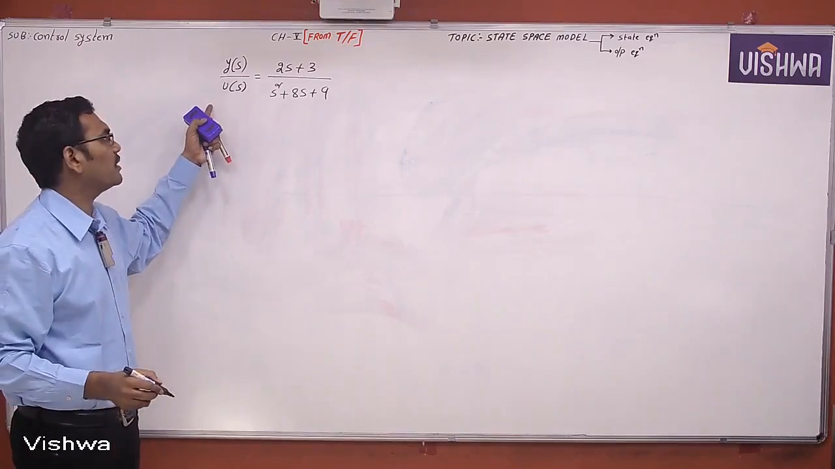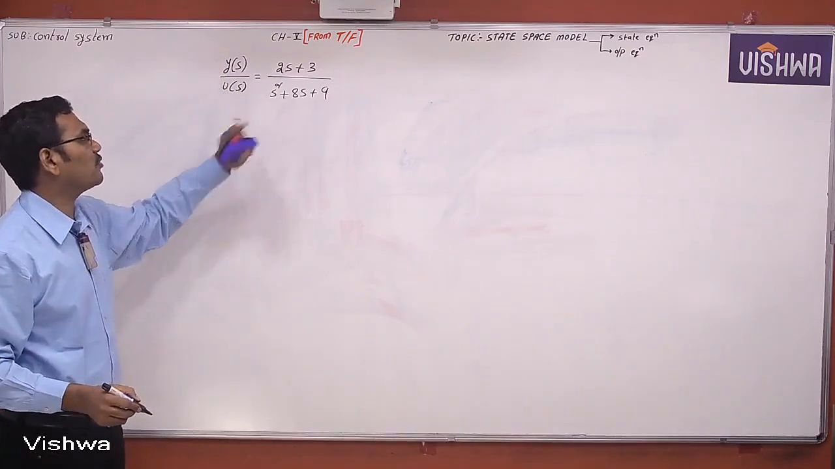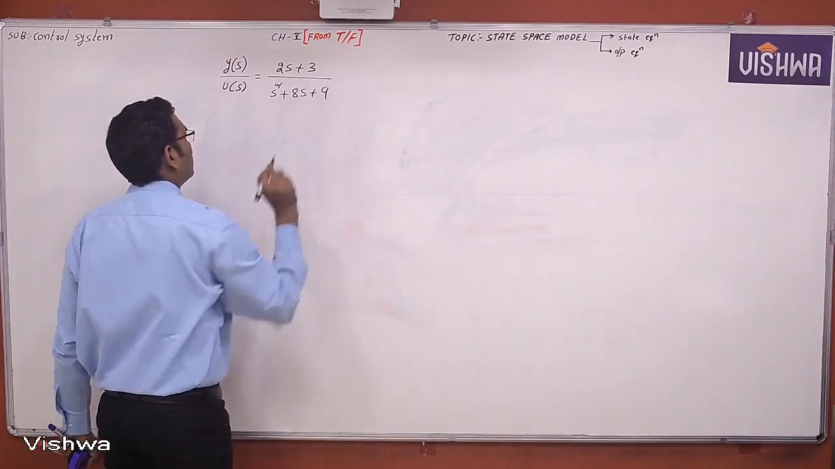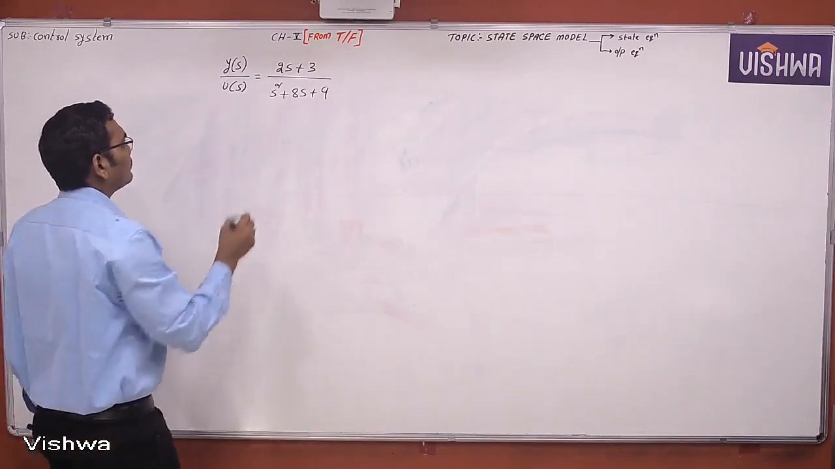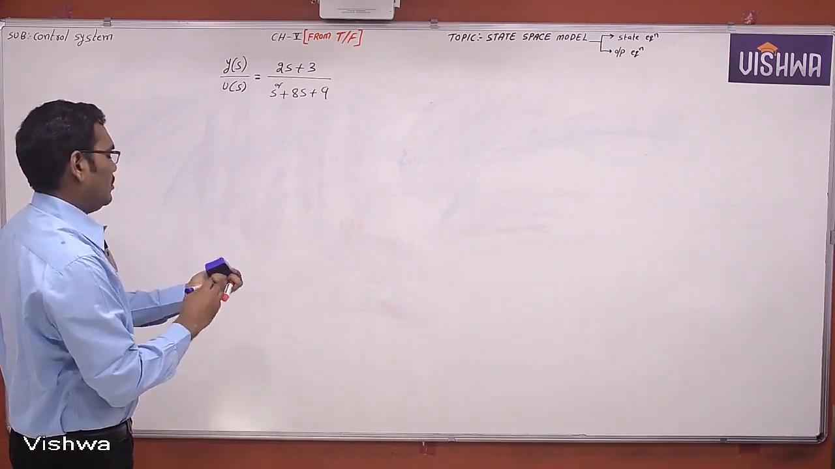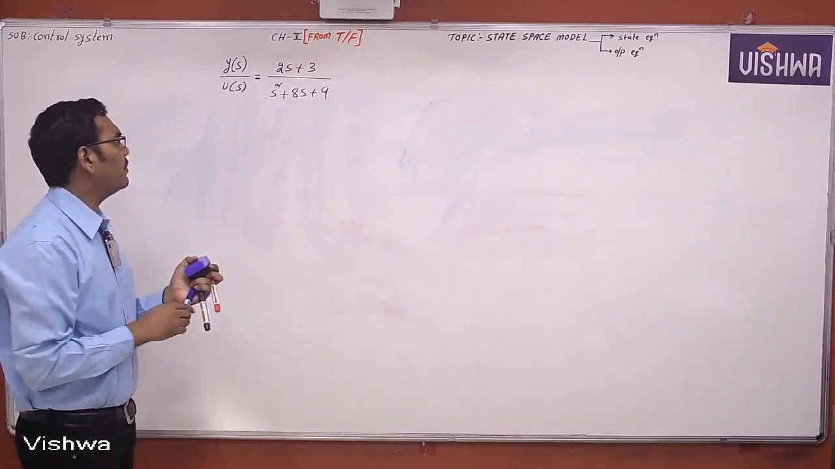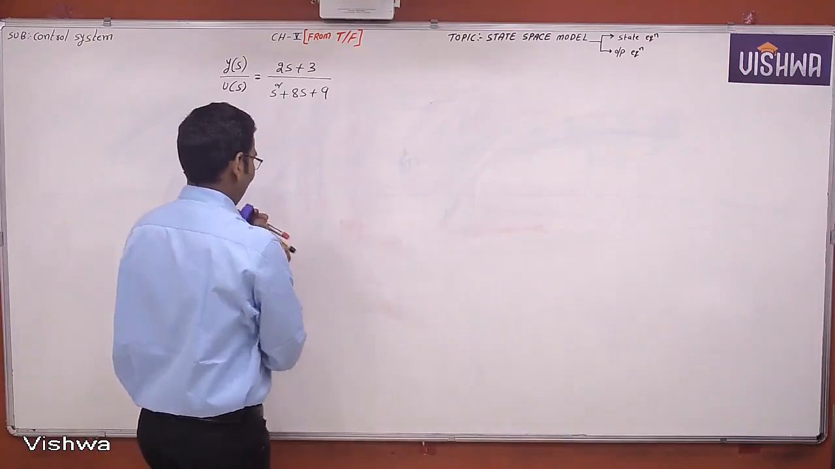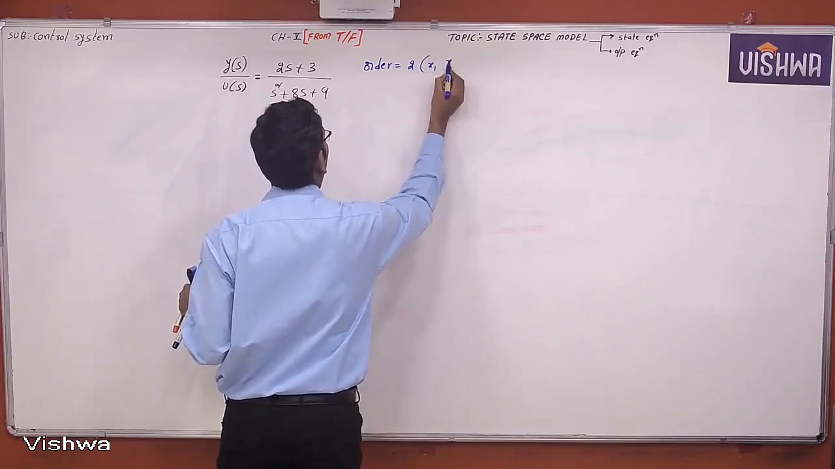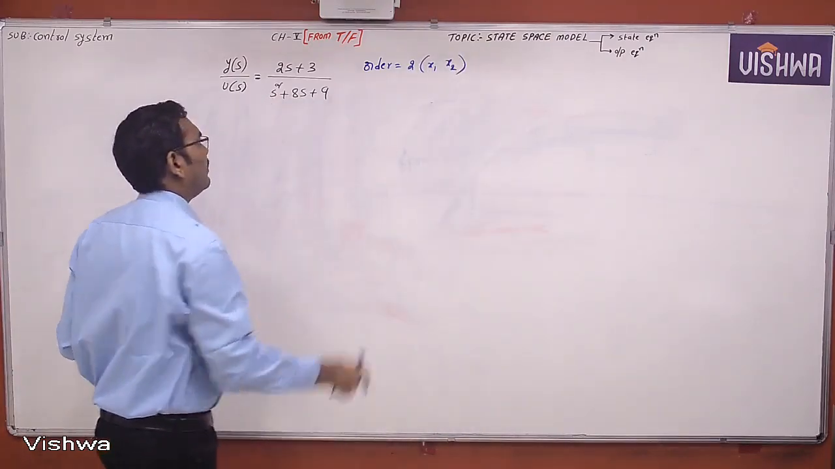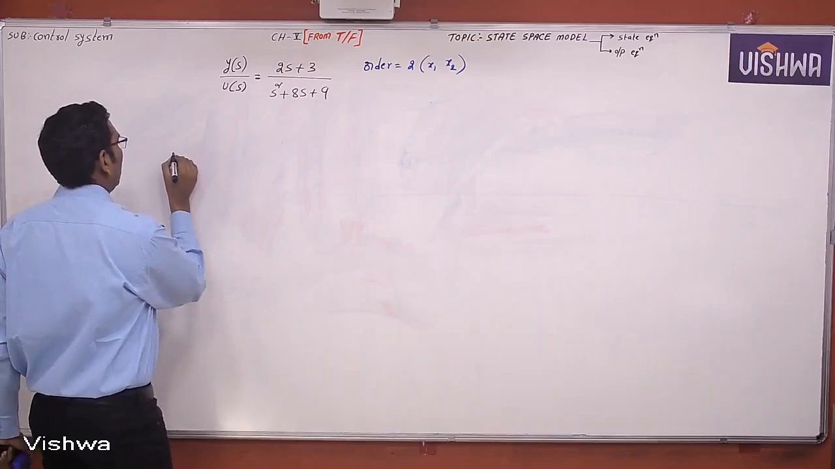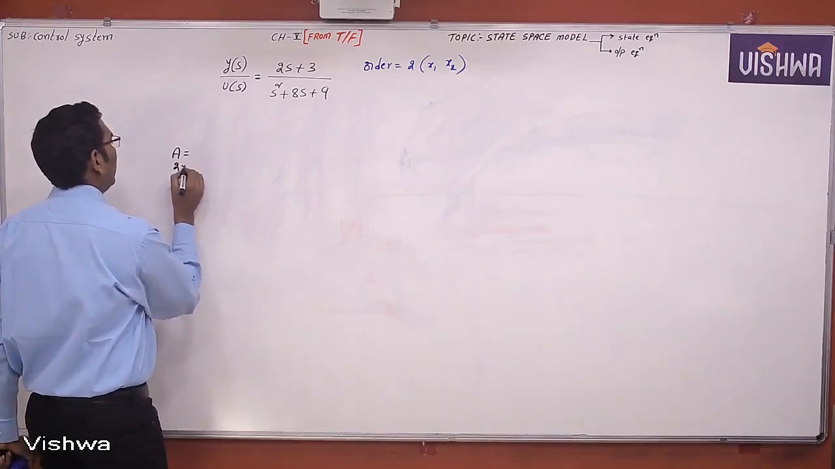Laplace transformation of output by Laplace transformation of input is this. Okay, 2s plus 3 by s square plus 8s plus 9. Right. Now see here, this is the state space model transfer function. So now anyway, our normal procedure will be same. Order is 2. So two state variables x1, x2. Order is 2. Therefore, two state variables x1 and x2. Therefore, now you tell me what is A matrix order? A matrix order is same, 2 by 2.